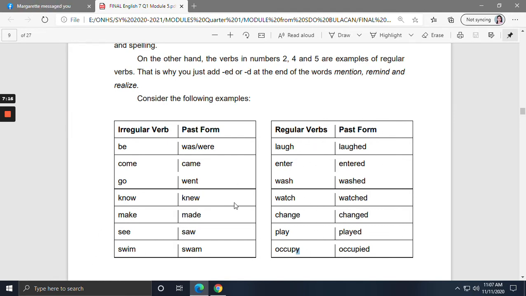In this particular chart, if you will notice, from be, it becomes was and were. The spelling changes. From come, it becomes came. From go, instead of adding D or ED just like this, it becomes went. The spelling changes. From know, it becomes knew. From make, it becomes made. And there are many words, many verbs under this. We have sing, it becomes sang. Eat, it becomes ate, and so on. And these are called irregular verbs.